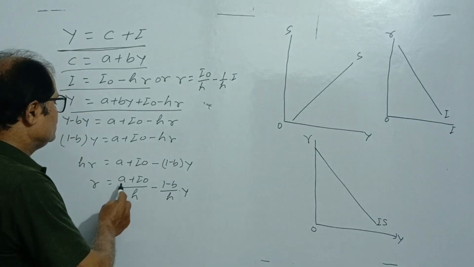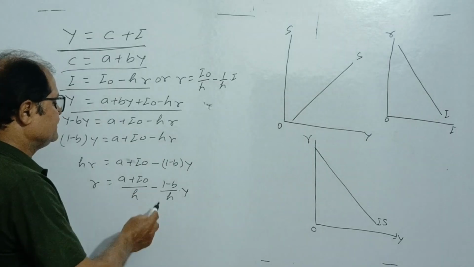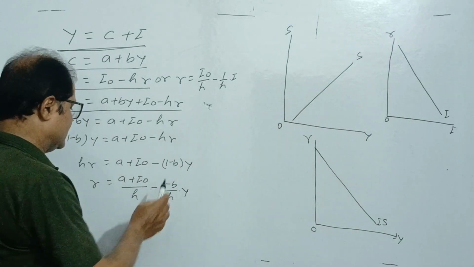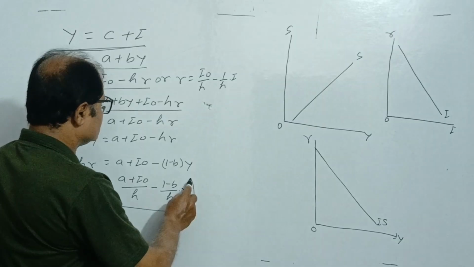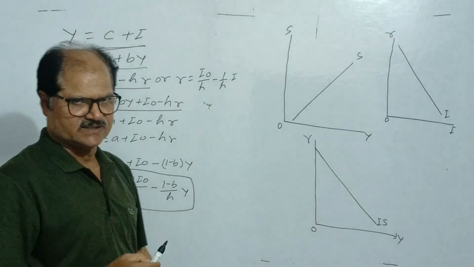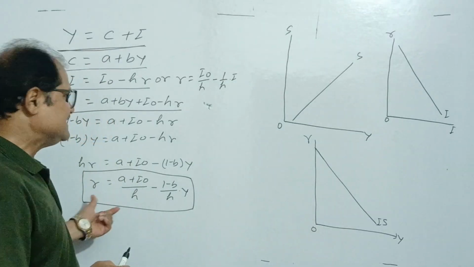So R is equal to (A plus I0) upon H minus (1 minus B) upon H times Y. This is the equation of IS function, and it is negatively sloped.